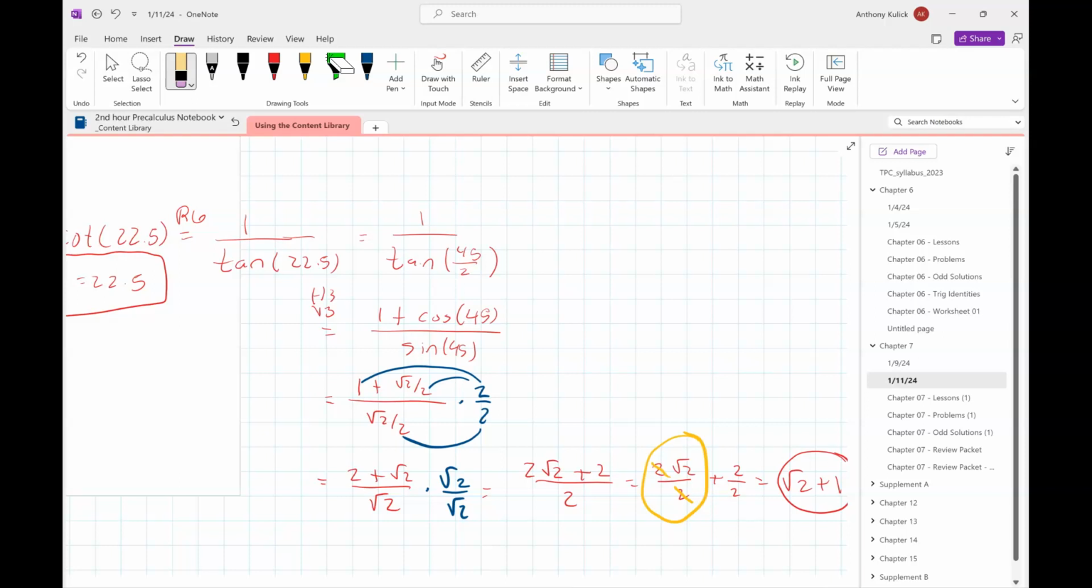So where did you get the 1 plus 1? You 2 divided by 2 is? Right? Okay. So I have the root 2 coming from that and the 1 coming from that. Okay. Does that make sense? Okay. Anybody else? Okay.